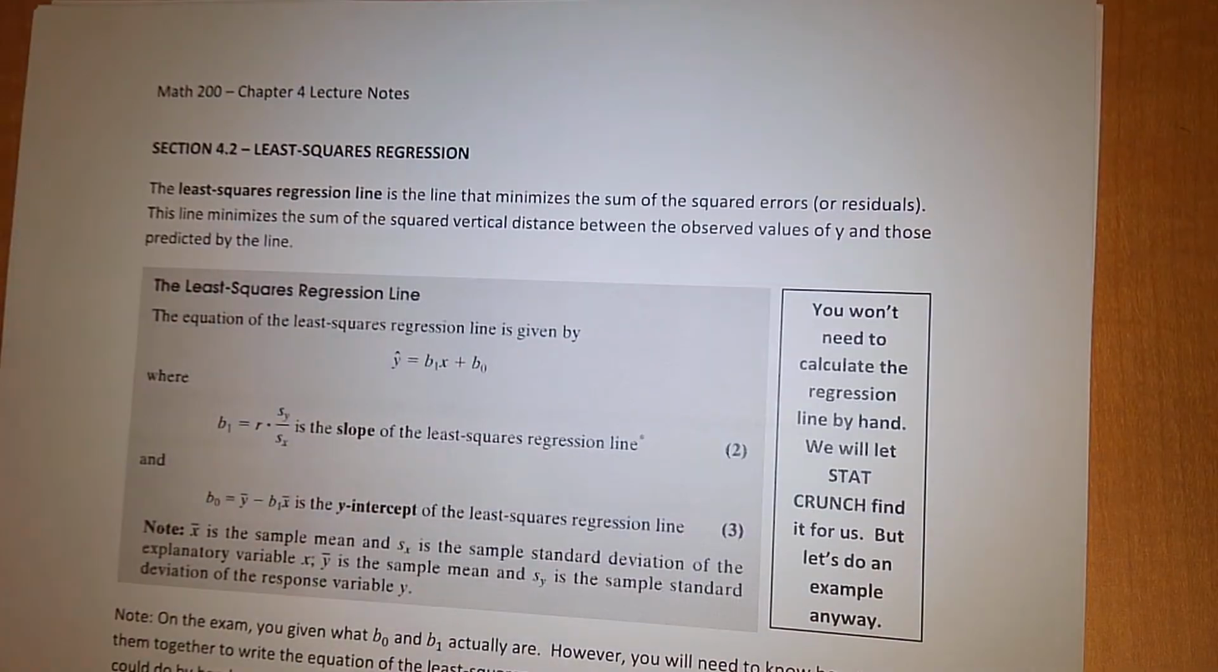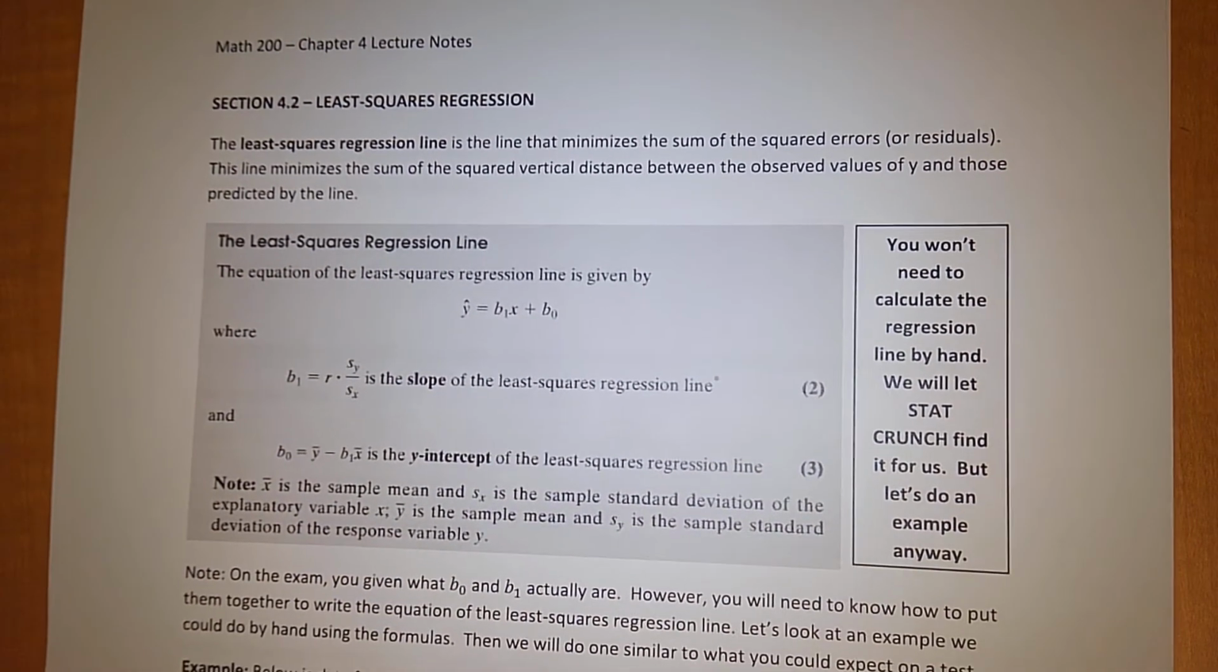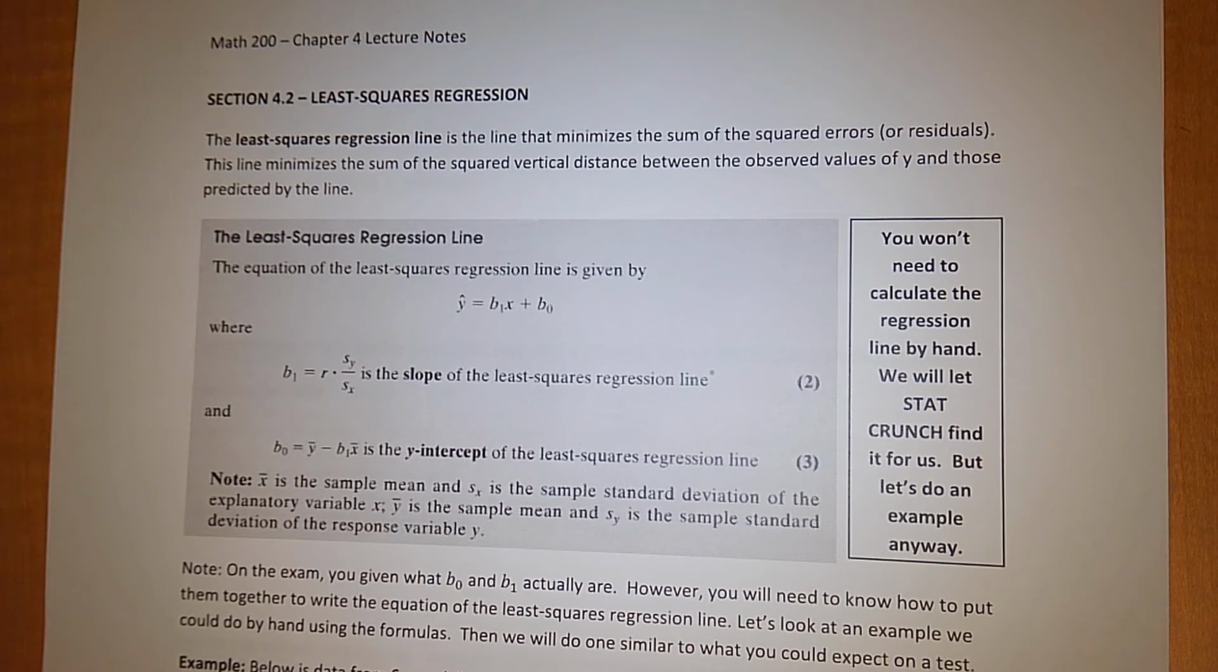Okay, on to the next page. On the next page we're going to be discussing section 4.2, which is called the least squares regression line. The least squares regression line is a line that minimizes the sum of the squared errors or residuals.